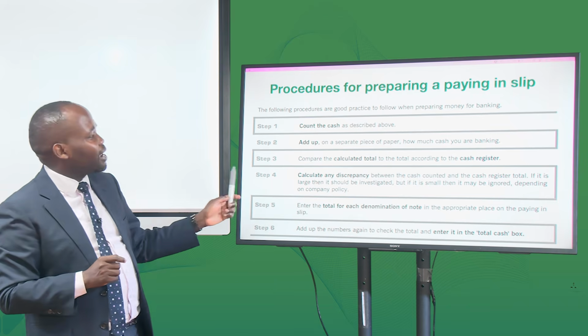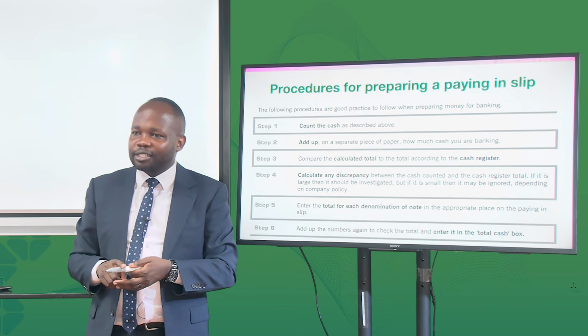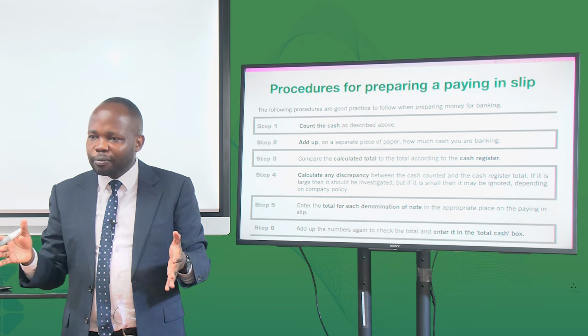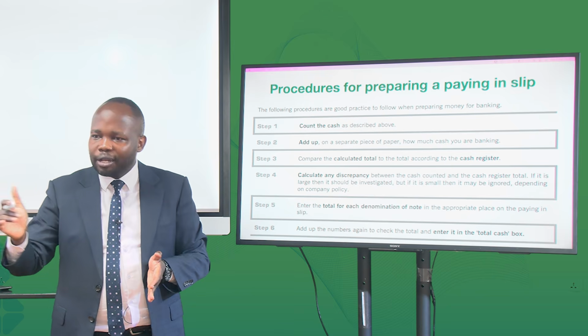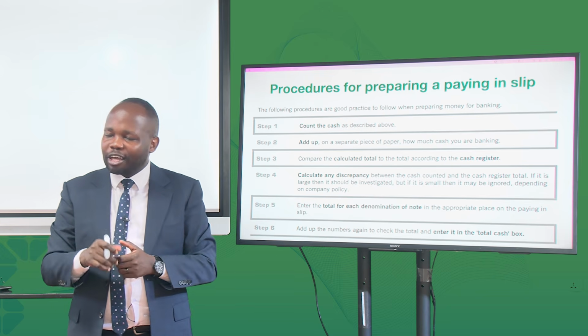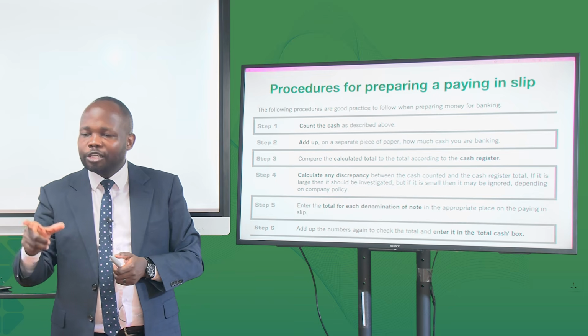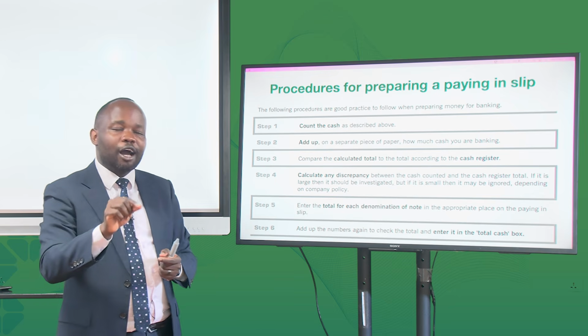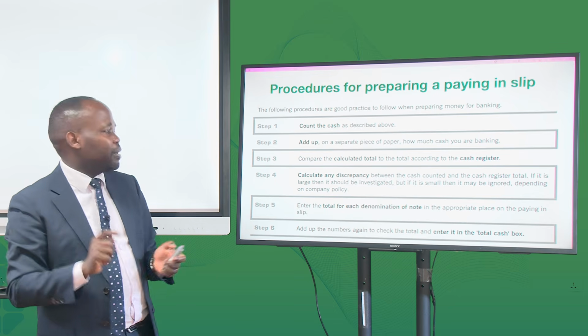The next step, calculate any discrepancy. Find out what the discrepancy is. Yes, he told me it's 10 million, and according to my counting, it is 9,800,000. What is the discrepancy? 200,000. You must find out what caused this discrepancy.